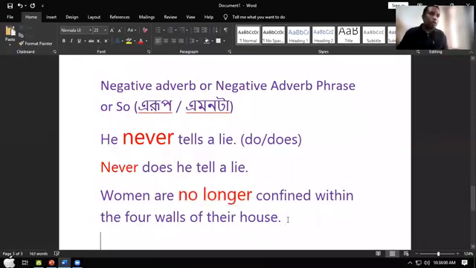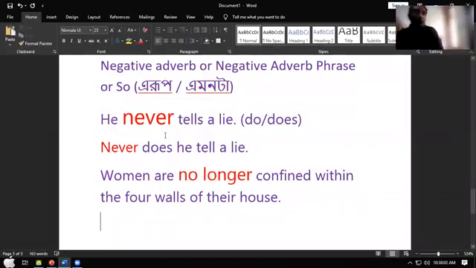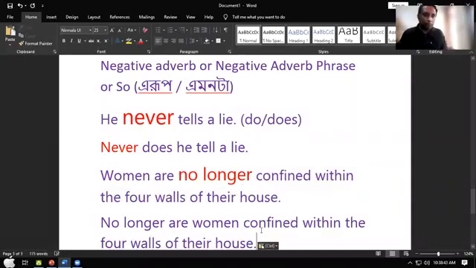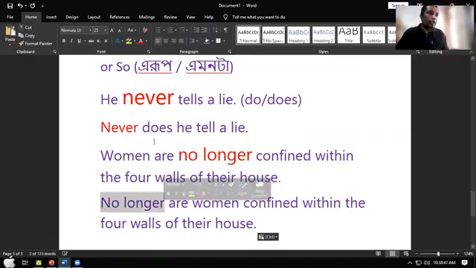If you are asked to rewrite the sentence starting with no longer, here we already have an auxiliary verb are. We need not borrow any. We have to put first are and then the subject. No longer are women, and then the rest of the sentence. No longer are women confined within the four walls of their house.